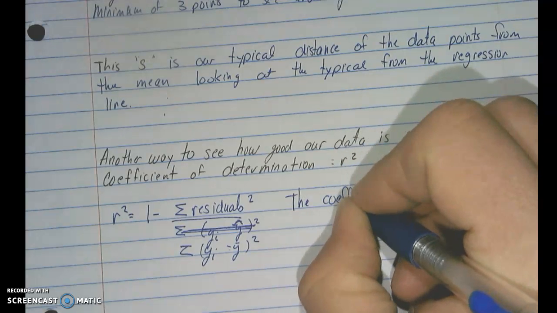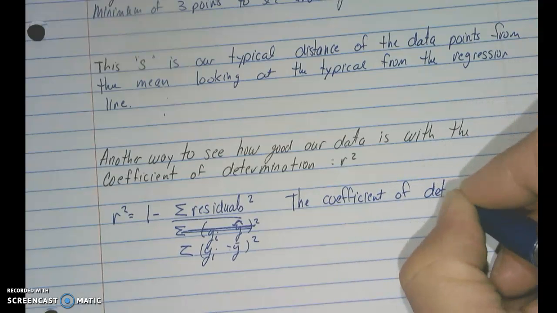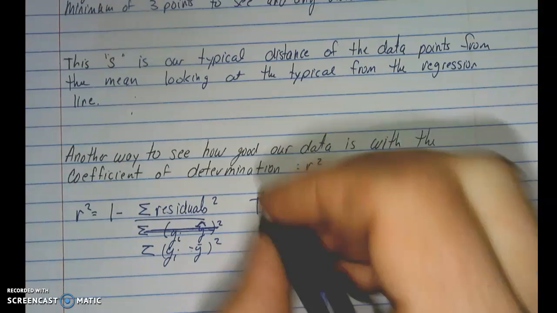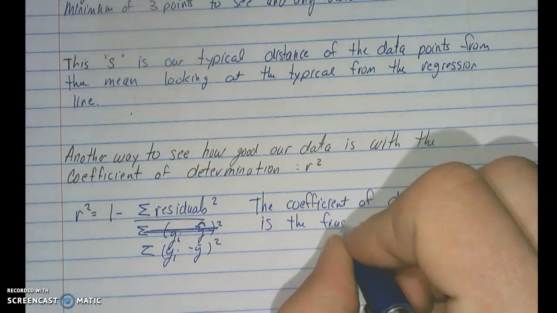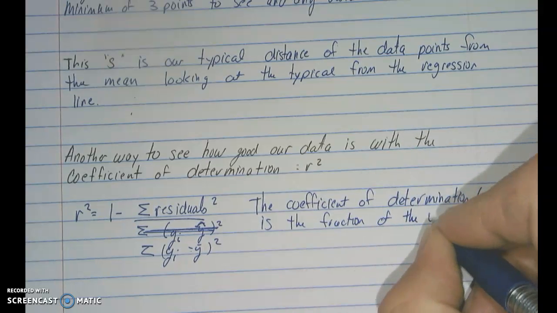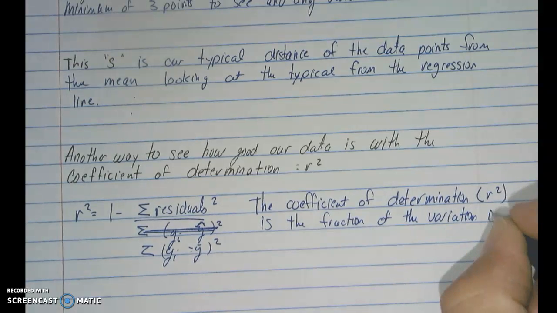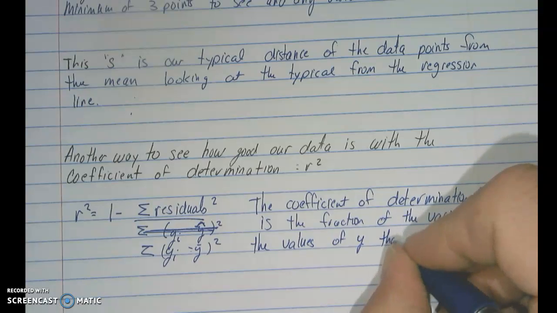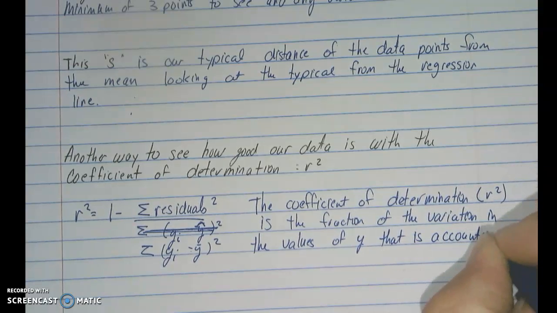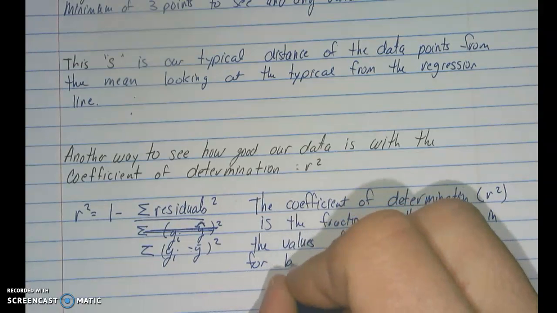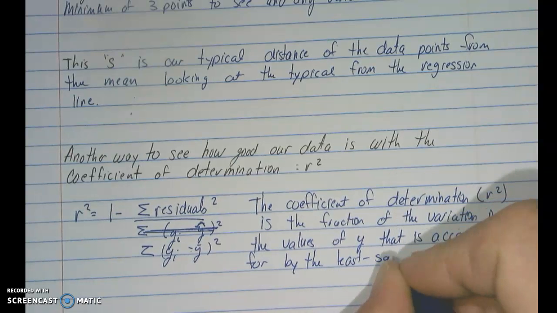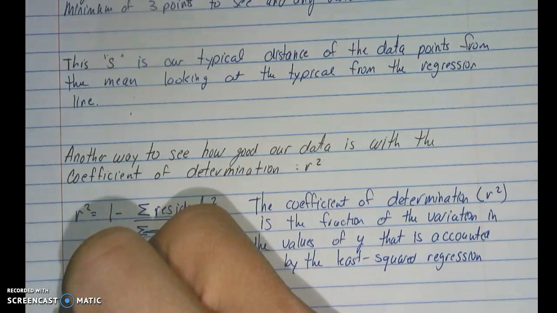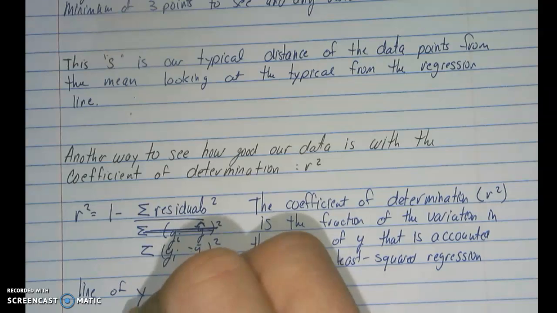So the coefficient of determination, so I'm just going to put r squared, still on there, sweet, okay, is the fraction of the variation in the values of y that is accounted for by the least squares regression line of y on x.